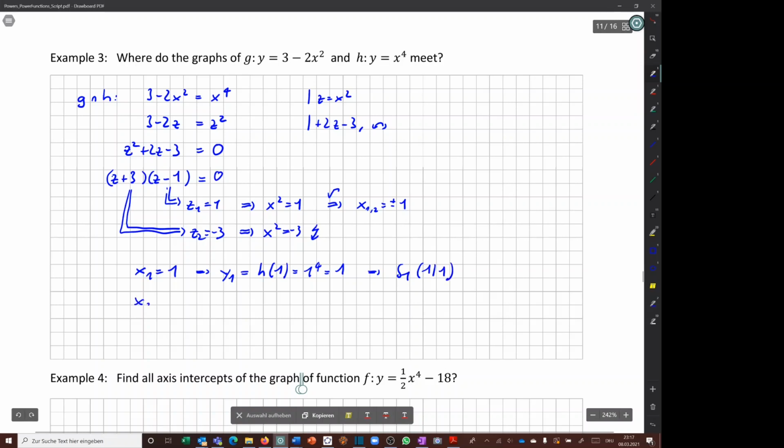Then the second x was minus 1. To find y2, we insert that again into h, so h of minus 1, and we get minus 1 to the power of 4, which is again 1. So our second intersection point, or meeting point, is minus 1, 1, and that's our final solution now.